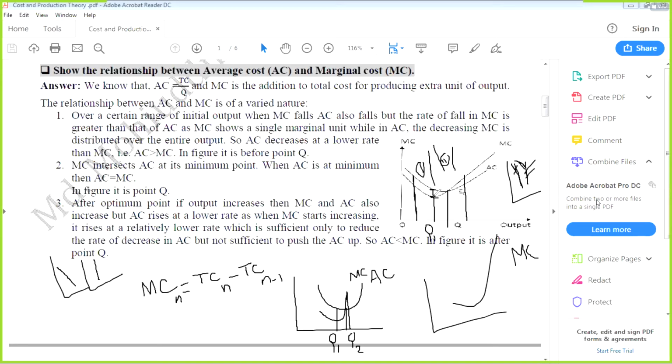So which one's falling rate is lower here? If I compare marginal cost and average cost at this level of output, the marginal cost falling rate is lower, because it is already at its minimum point.